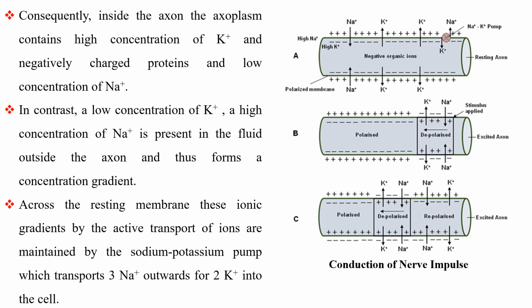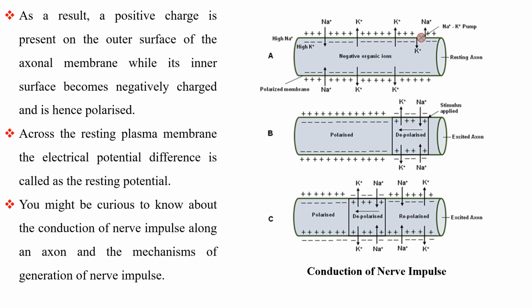Across the resting membrane, these ionic gradients are maintained by the active transport of ions by a sodium-potassium pump, which transports 3 sodium ions outwards for 2 potassium ions into the cell. As a result, a positive charge is present on the outer surface of the axonal membrane while its inner surface becomes negatively charged and is hence polarized. Across the resting plasma membrane, the electrical potential difference is called the resting potential.